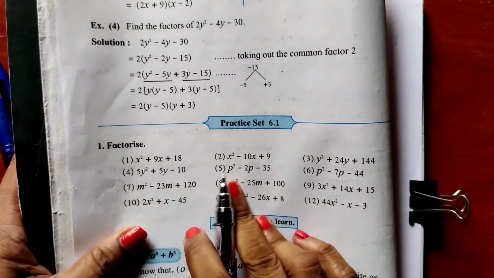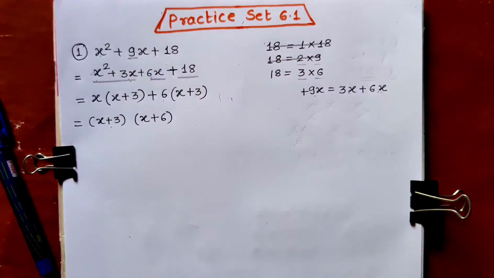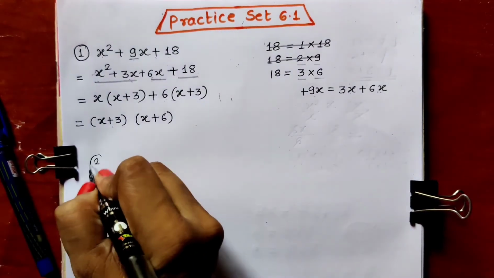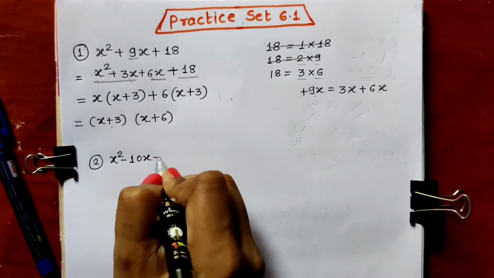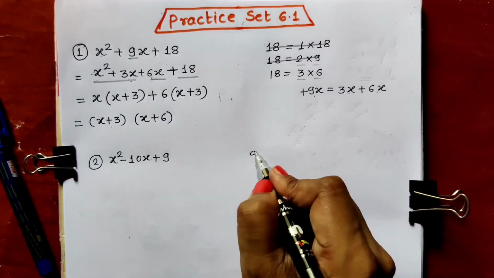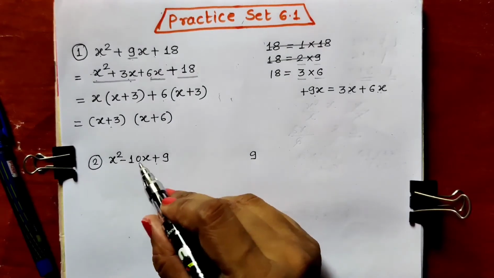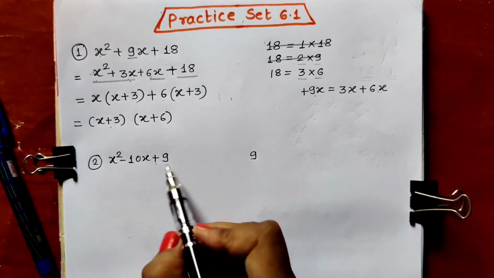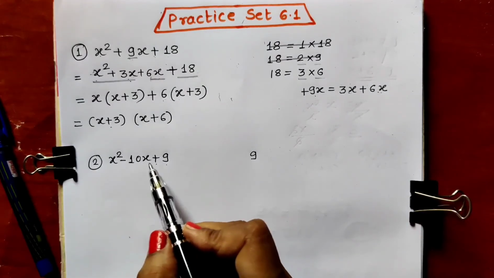Now let us see this next sum. X square minus 10x plus 9. So constant term is 9. We have to find the factors of 9 whose addition should be 10. Correct? Factors of constant term whose addition should be the coefficient of middle term.